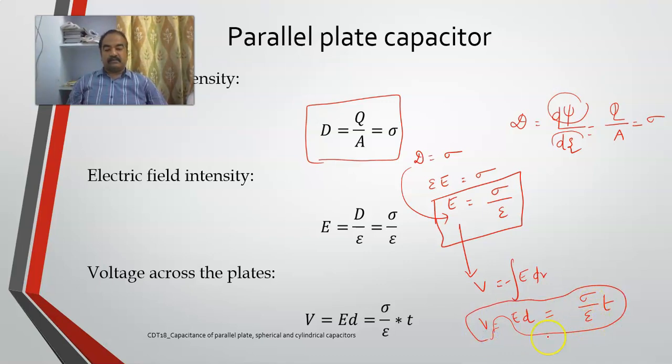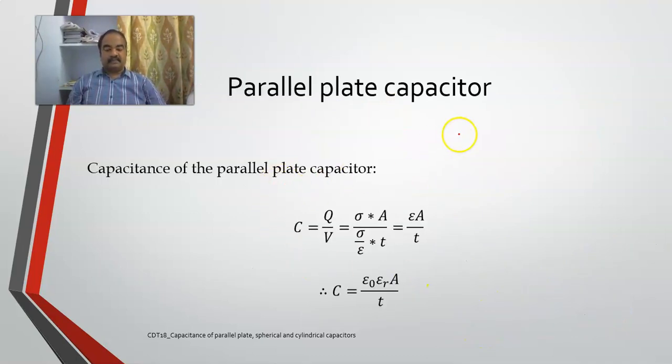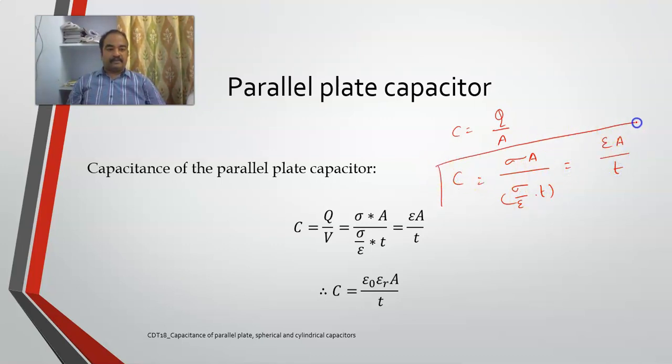V is equal to sigma by epsilon times t. Now, I do already have Q. What is Q? Sigma A. Now, I do have the potential. Now, what is the capacitance? C is equal to Q by V, which is sigma A divided by sigma by epsilon into t. So, C is epsilon A by t. So, this is my expression for the capacitance of a parallel plate capacitor where the configuration is known.